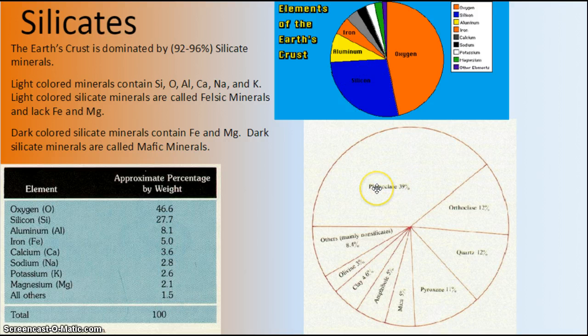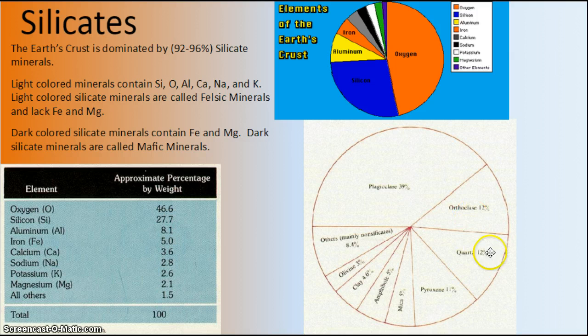But here are the names of the minerals that dominate the Earth's crust. So here I have plagioclase, which is roughly 39%. This is a feldspar. And orthoclase, which is also a feldspar. Between plagioclase and orthoclase, you've got over 51% of all the minerals found in the Earth's crust are feldspars. So feldspars are silicates, and they are felsic minerals, so they are light in color. Notice plagioclase in our mineral set in class is white, and orthoclase is kind of a salmony color or pink color.